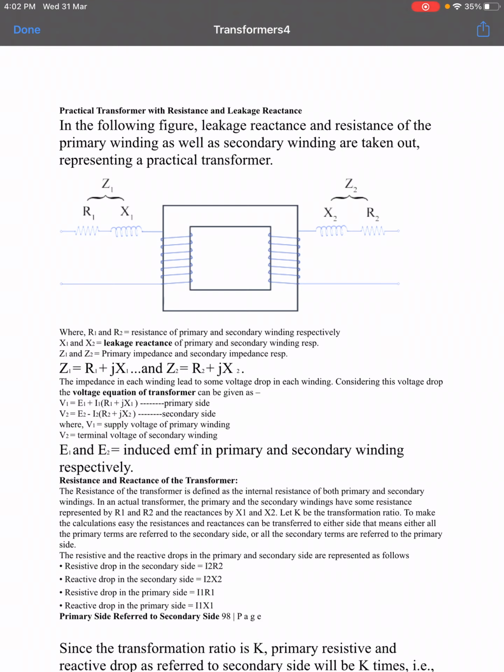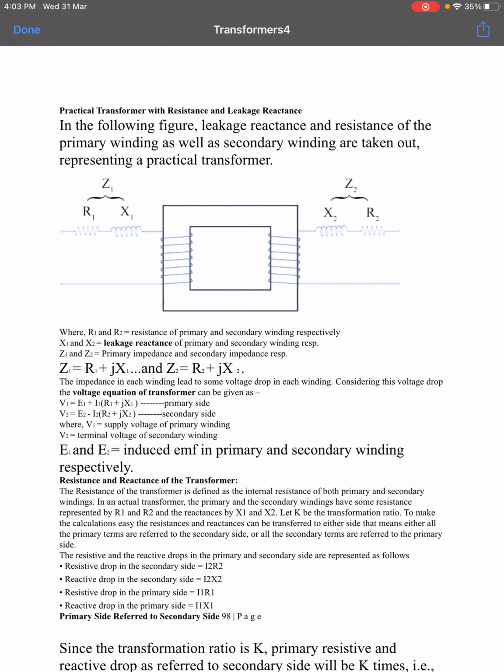There is no electrical connection between these two coils. These two coils are electrically separated but magnetically coupled. We should wind the primary winding and secondary winding on the same magnetic core.